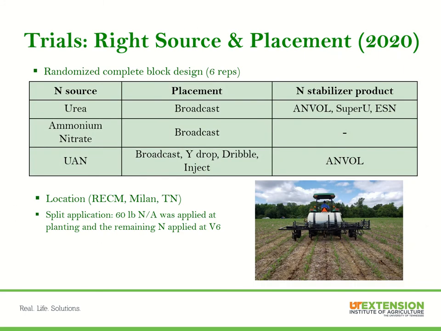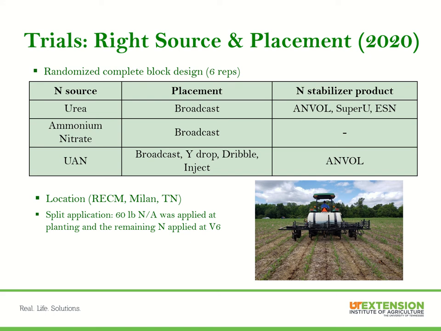So in 2020, we did a trial looking at nitrogen sources and placement with or without a nitrogen stabilizer. The nitrogen sources that we looked at, which is in the first column, is urea, ammonium nitrate, and urea ammonium nitrate. For urea and ammonium nitrate, we only looked at one placement method, which is simply broadcast. But for liquid UAN, or UAN simply, we looked at broadcast, wide drop, dribble, and injected. So 4 different placement methods. And we looked at this combination with or without a nitrogen stabilizer.